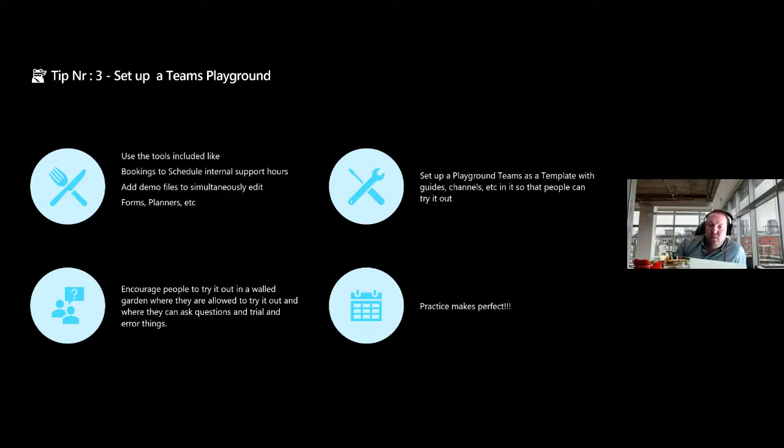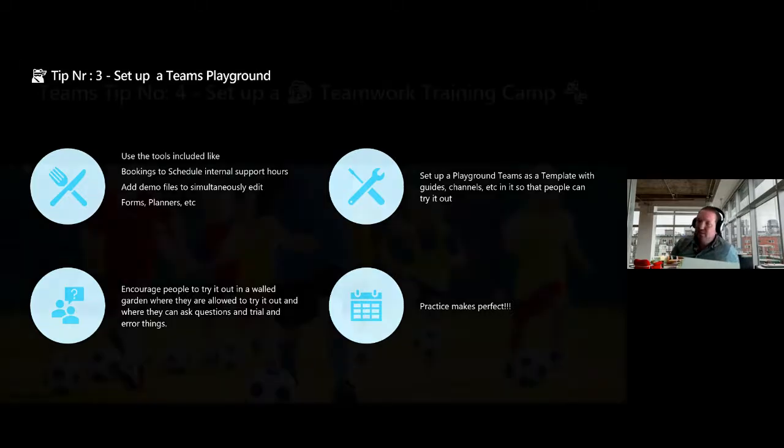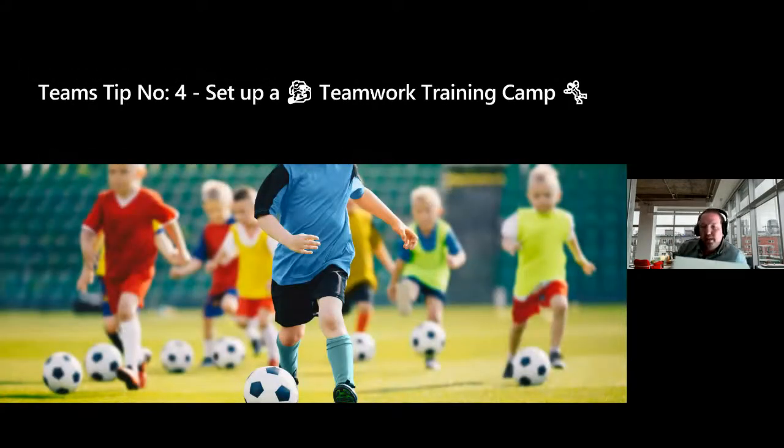So basically, use the tools that are given to you in Office 365 to make your meetings better, and set up a playground so that people can play around at their own pace and test around. And this is the space where they don't really have to think about if they do something wrong, for example.